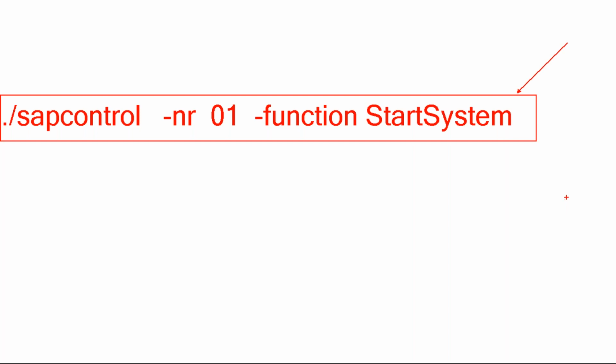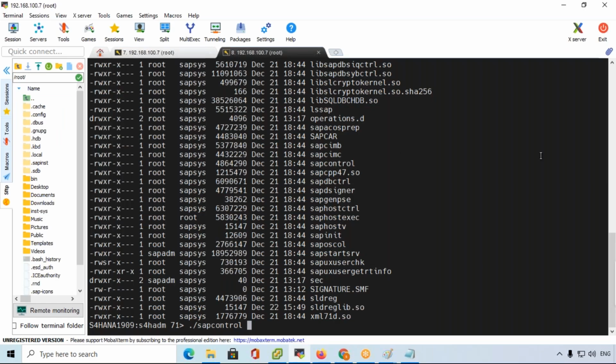But in Windows, no need to use any command. Directly go to the system, right click on it, and stop or start. But this is a Linux system, right? So compulsorily we need to use the command only. This is the command: SAP control space hyphen NR. 01 is the instance number. This is the instance number. So at the time of installation, it is asking for the instance number. The instance number, hyphen function.